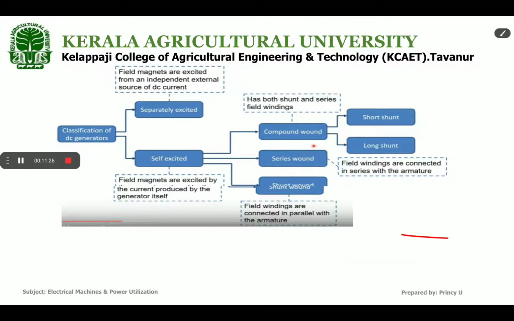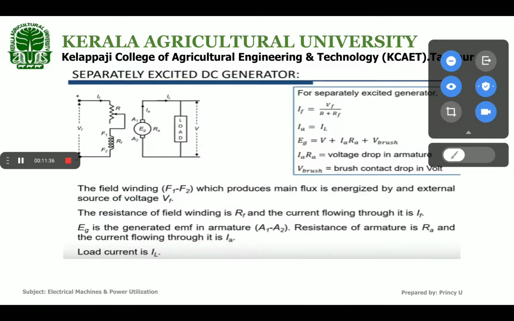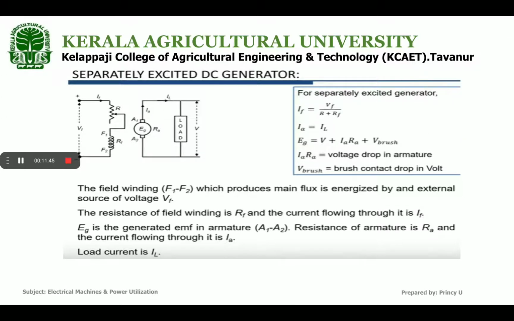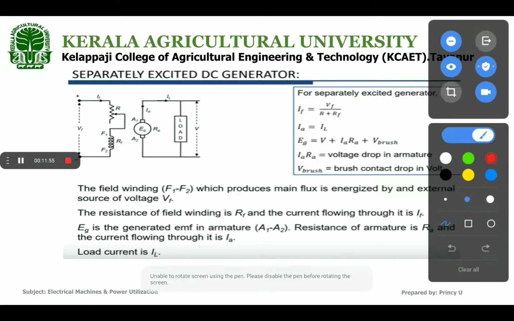So mainly it is classified as separately excited and self-excited. So first we are going to study about separately excited DC generator. How the current is flowing through separately excited generator and the EMF equations, we are going to study about this. And here you can see the electrical circuit diagram of separately excited DC generator.